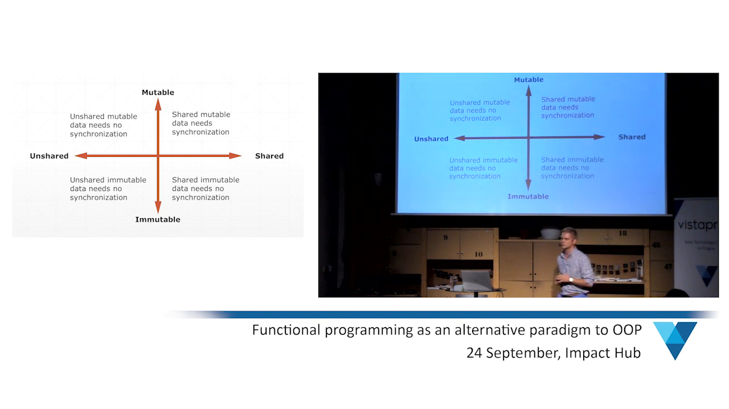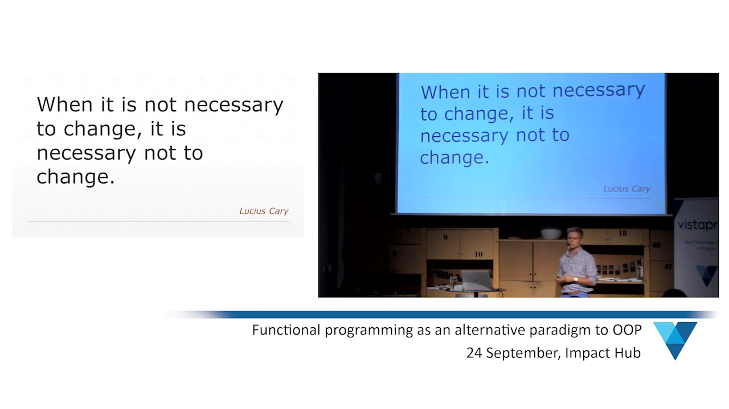That one needs synchronization. Functional programming, with all the techniques of the declarative way of doing that, tries to make everything immutable. Even the function itself is immutable, and it has no side effect, and the composition of that has no side effect until it's being executed by the runtime. So when it's not necessary to change, it is necessary not to change. That's the really, really important thing.